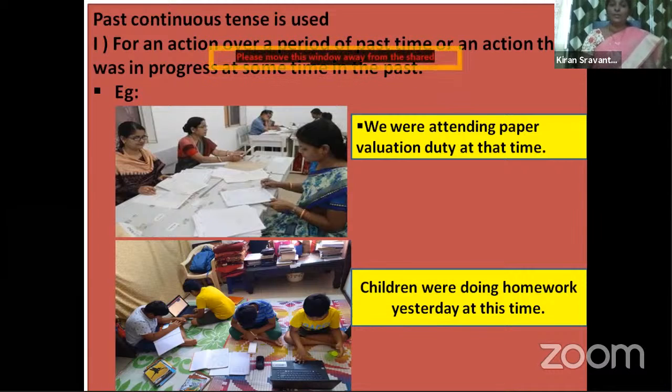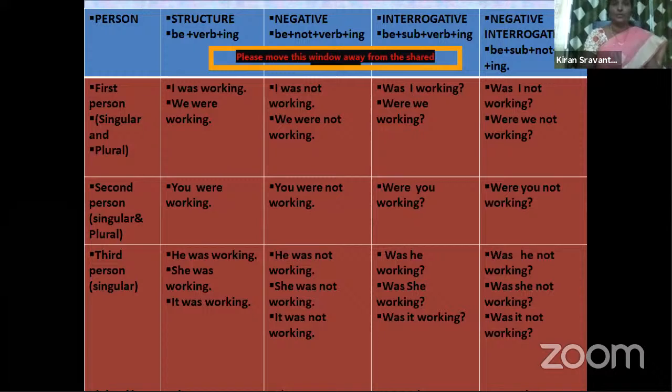And coming to the second picture, children were doing homework yesterday at this time. Yesterday at this time, something was happening. And what was happening? Children were doing their homework. So what were they doing? They were doing homework. When? Yesterday at this time. So when you refer to the past by using "yesterday," a point of time like "at this time yesterday," you mean to say that some action was going on at the point of time that you mentioned related to the past tense, that we should understand.